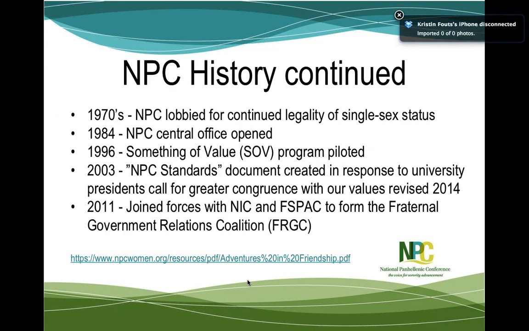We had tremendous growth at that point. Continuing history, we jump forward into the 70s. This is when NPC began the all-important lobbying effort for our single-sex status. Thanks to Title IX, we had to fight to remain single-sex organizations, and that fight continues today. We have to ensure that our organizations are women-only so that we can maintain that status that, again, we fought so hard for in the 70s.